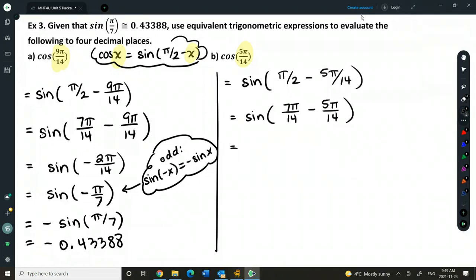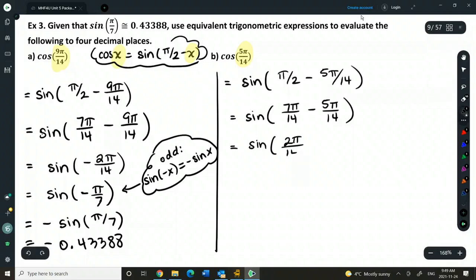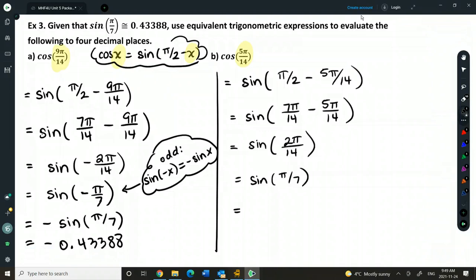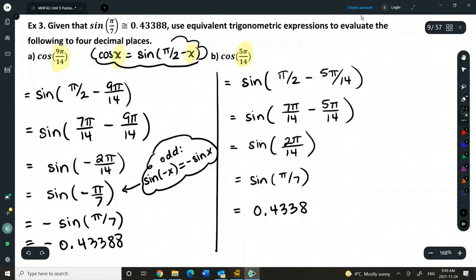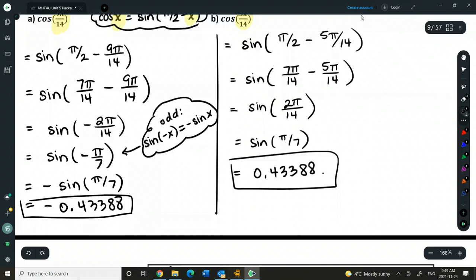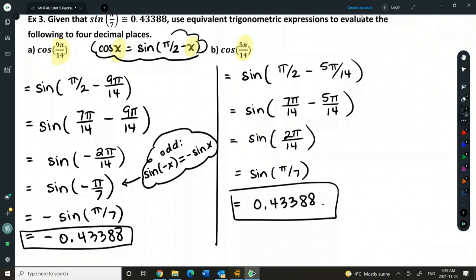Seven pi minus 5 pi. Sophia? 2 pi, good. And 2 pi over 14 simplifies to what? Athena? Pi over 7. Do we know what sine of pi over 7 is? Lexi? Perfect. The question tells us, right? So no calculator needed with that given information from the question. Just use a cofunction identity to help us solve for the cosine.